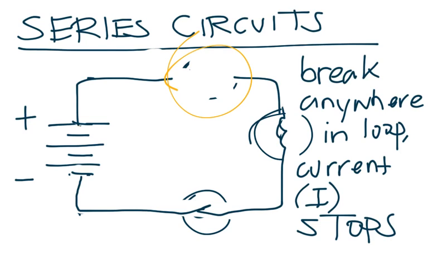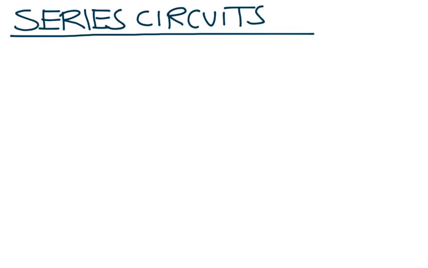Before we move on, let me fix my bulbs so that they look like bulbs. Okay. So I mentioned before that the Ohm's law relationships still apply. R equals V over I for the whole circuit and individual things. But there are special rules for series circuits. We might as well start with the voltage. I like to go in order, V, I, R.